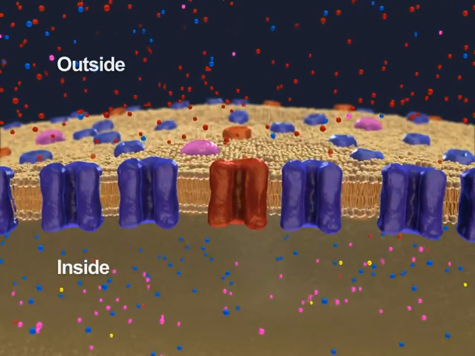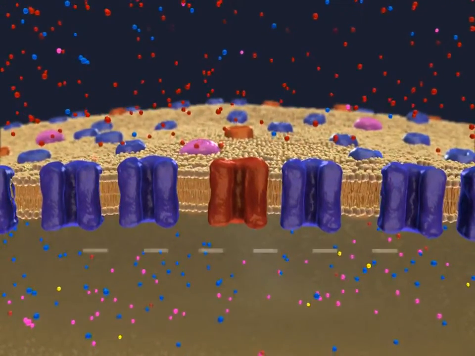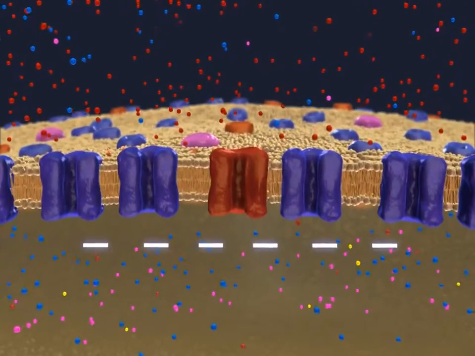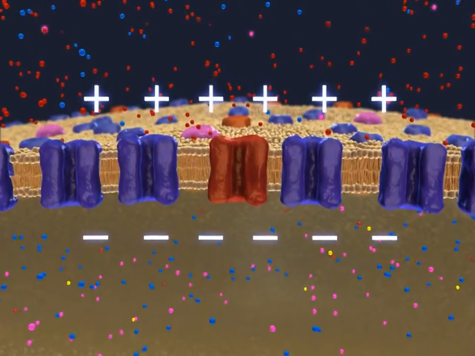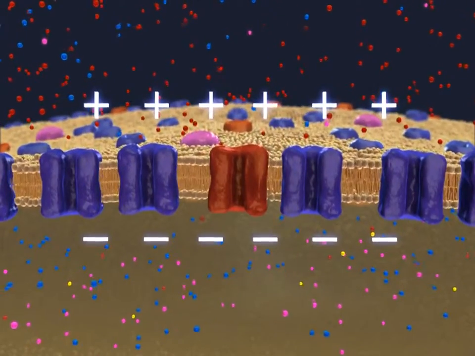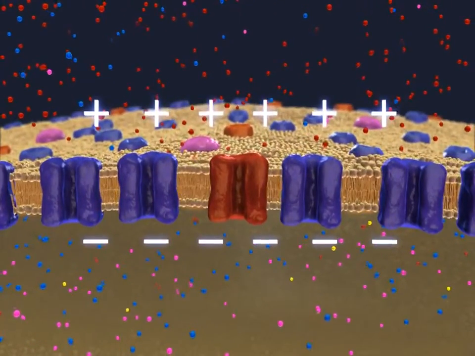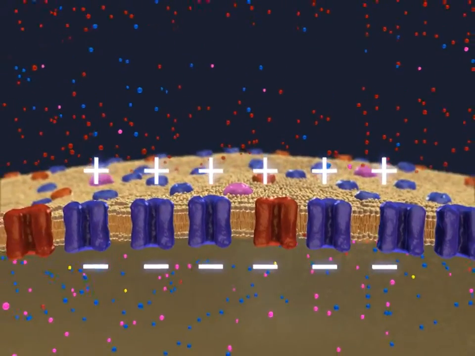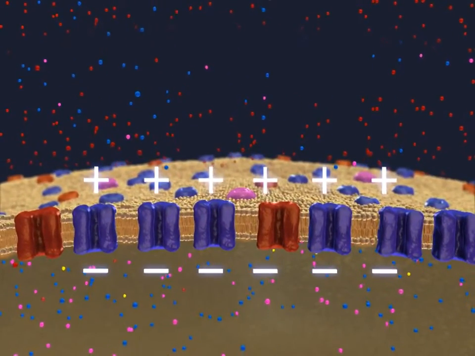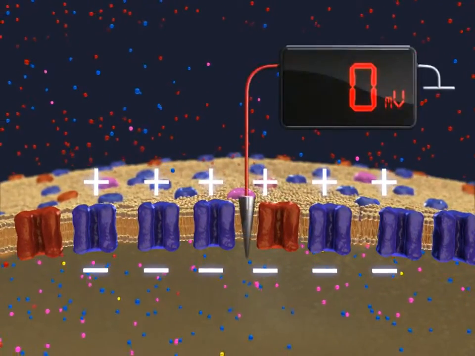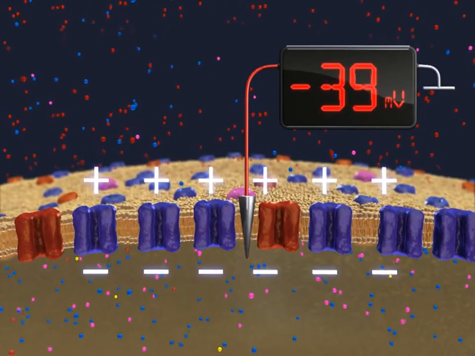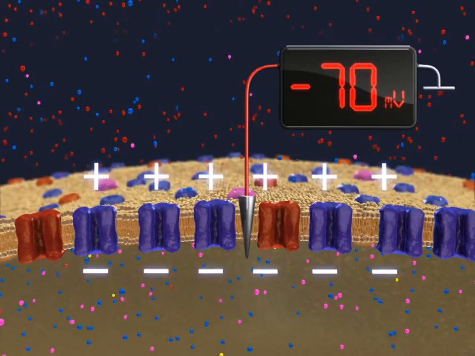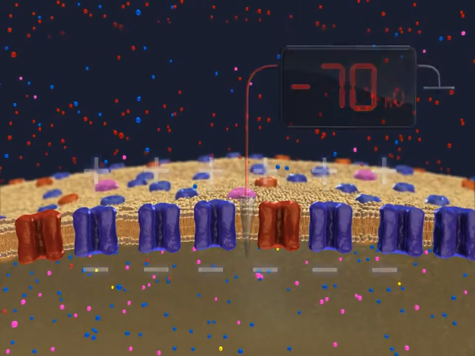Further, a resting neuron has a greater negative charge on the inside surface of the plasma membrane and a greater positive charge on the outside surface. This partitioning of charge creates a voltage difference across the membrane known as the resting membrane potential, which can be measured using a voltmeter. On average, an intracellular electrode records a value of minus 70 millivolts.